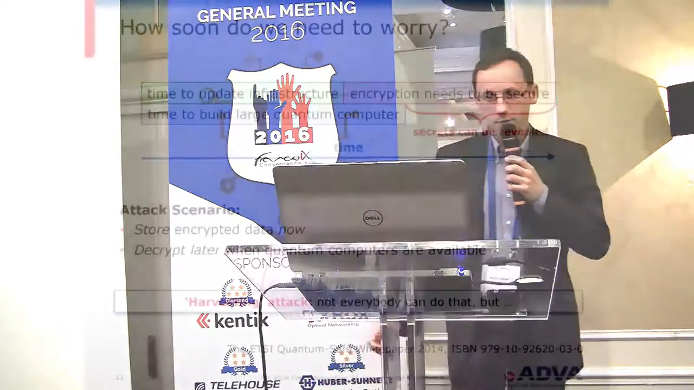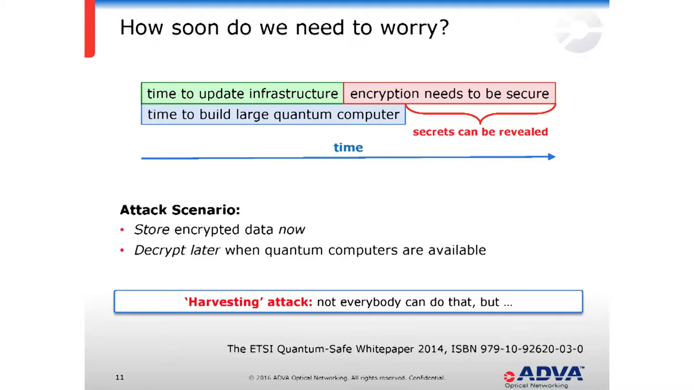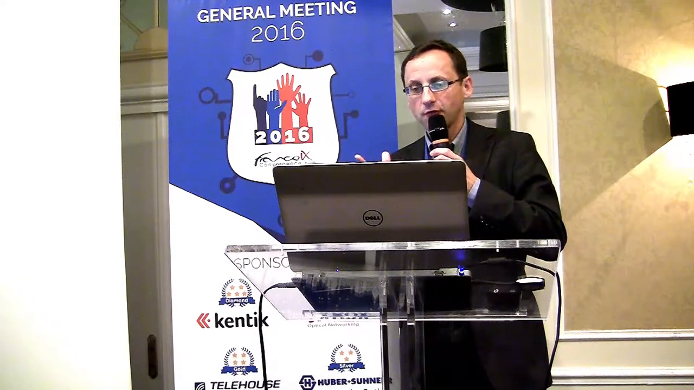So now if you assume that you have 10, maybe 15 years to address this challenge, of course, you need some time to update your infrastructure. But there is a second point that addresses the question of how long you want to ensure that the information you send is actually secure. Essentially it's based on the attack scenario that you can store the encrypted data now and decrypt it later when a quantum computer is available. This kind of attack is also called a harvesting attack, and you probably will agree that not everybody can do that, but there are some guys who can.